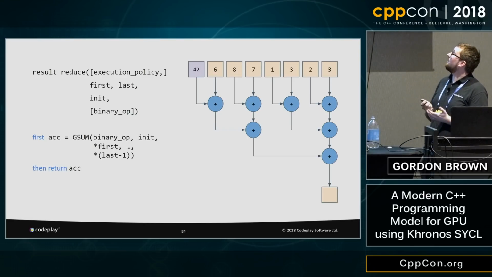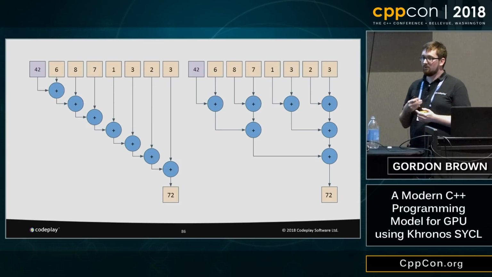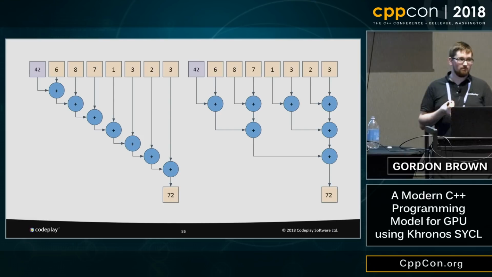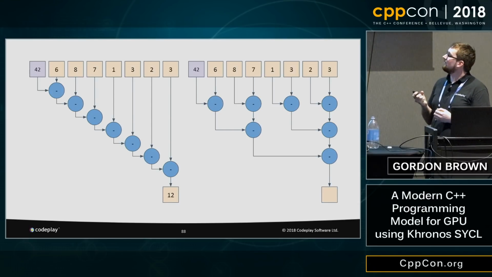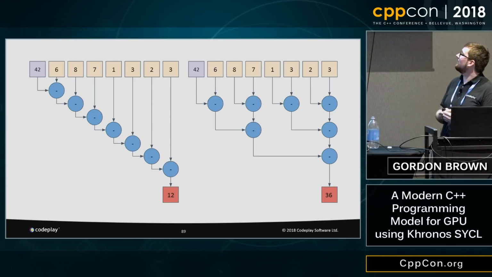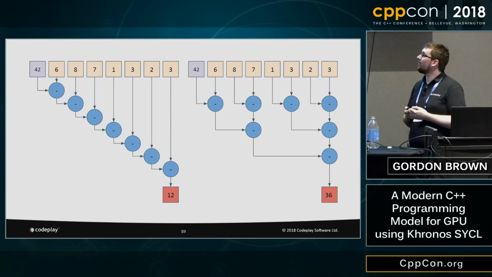So if we do the same thing again, we put in some values, add them up, you get 72 again, same as the original. But there is one caveat to reduce, the unordered algorithm. Say you want to do a minus instead of a plus. You reduce that and you end up with 12. You reduce it with the other algorithm and you end up with 36. If you do any other ordering or grouping of these operations, you're likely to get a different result.